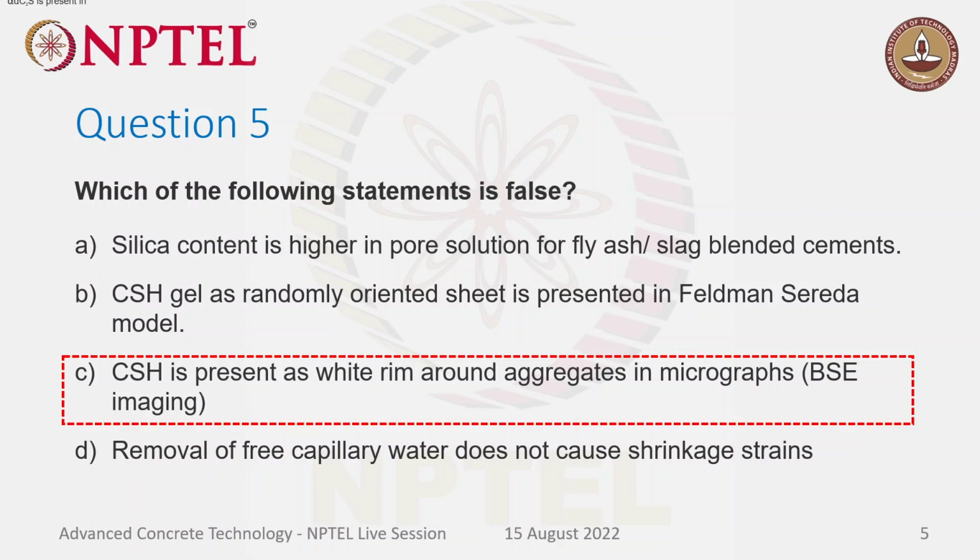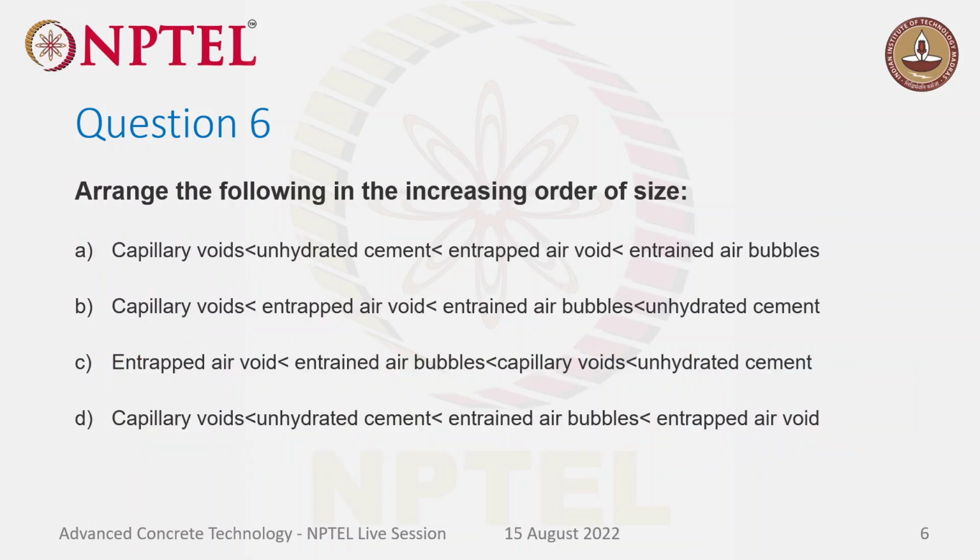Calcium hydroxide. Yeah, it's right. Calcium hydroxide is the right answer because around the aggregates there will be more space due to the wall effect, and because of that there will be more space for the calcium hydroxide crystals to grow. So calcium hydroxide will be the right answer, and CSH will not be present. Most of the cases, the white rims on aggregates will be calcium hydroxide. Thank you for being active in the class.